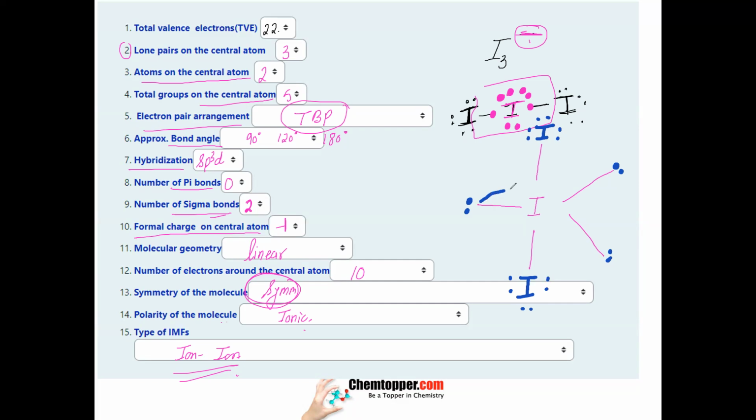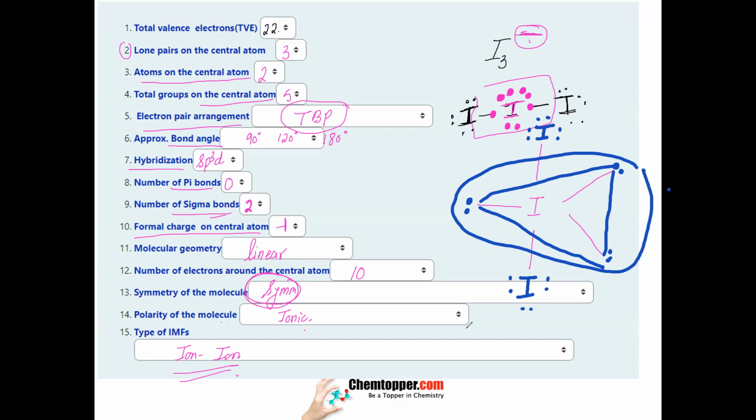Now this is trigonal planar, which is very symmetrical. You remember trigonal planar is symmetrical. The sum of all these dipoles must be 0. So this molecule is ionic, so we need not worry about the polarity. If something is ionic, then it's very polar. Whenever you see a negative or positive charge on the ion, the polarity of the molecule will be ionic.